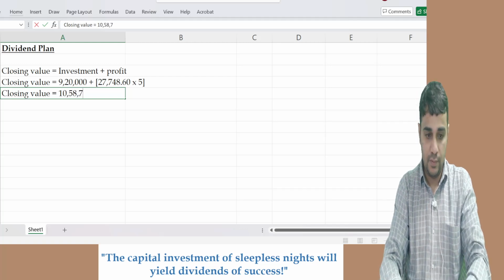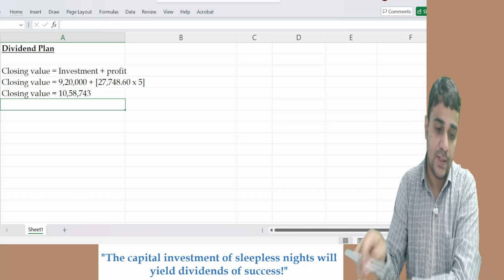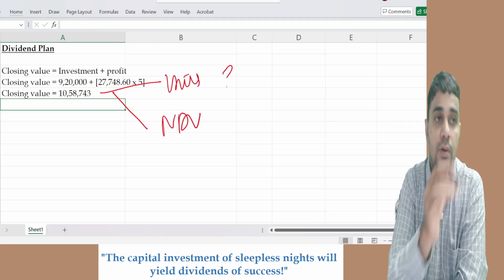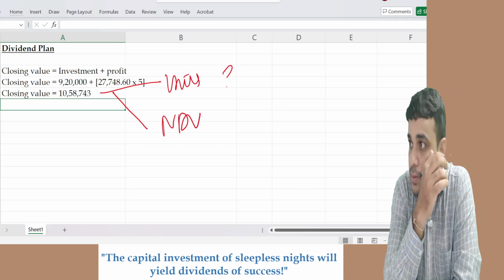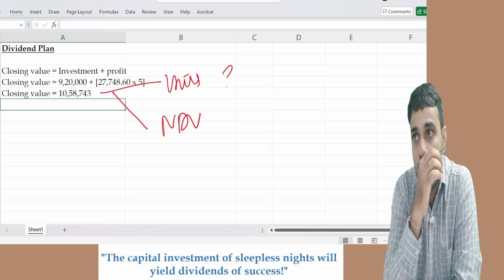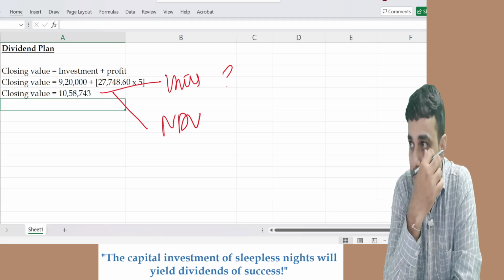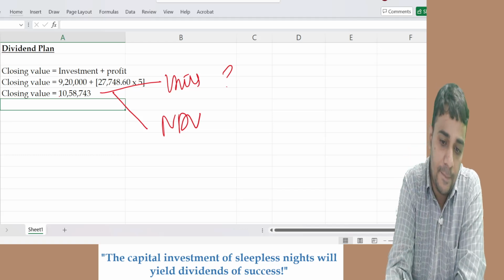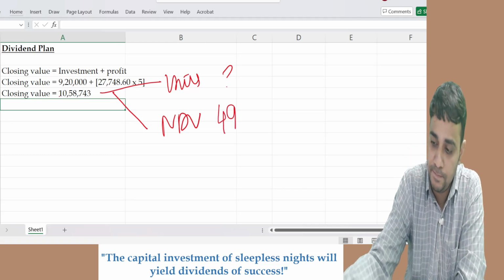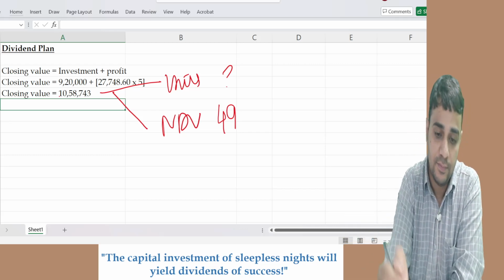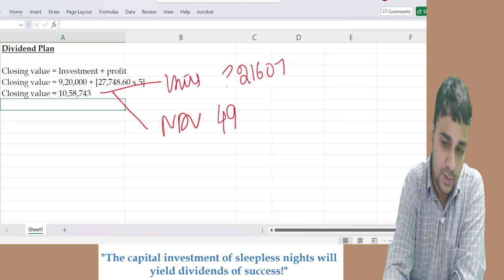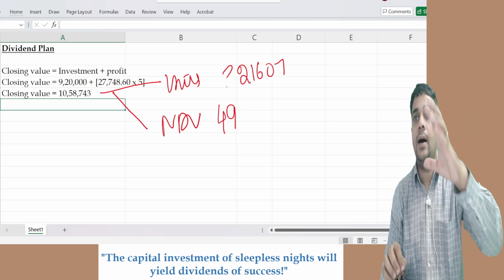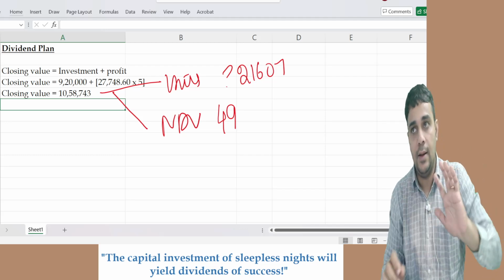58,743. Units are what I want. NAV closing is there in the question; NAV is there, I wanted the units. I'll get the closing units and then go back to opening. What is the closing NAV for plan A? 40. Tell me the units, the balancing figure: 21,607. Now I have to do reverse calculation and get the earlier data. Any doubts on this?